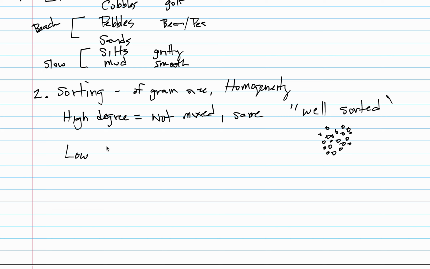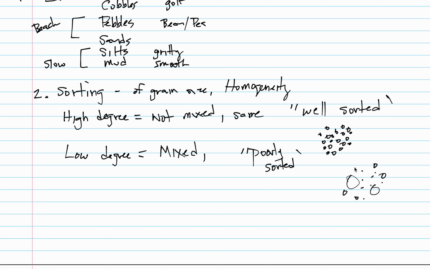And if you have a very low degree of sorting, then you are very mixed. All the sizes are mixed in together. We use the phrase here, poorly sorted. And for poorly sorted, if we were to make a sketch, we would draw big things, and those big particles are mixed in with super tiny particles, and the whole range is there together. An example of a low degree would be till from a glacier. The till from a glacier is mixed from clays to boulders, all being carried by the ice.